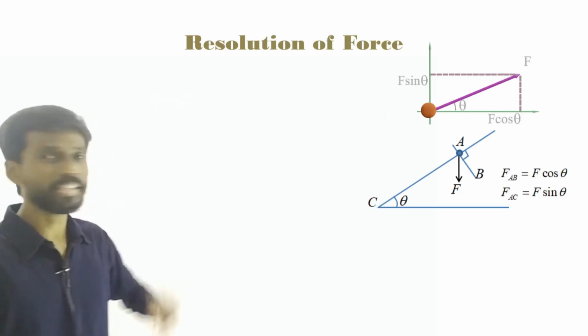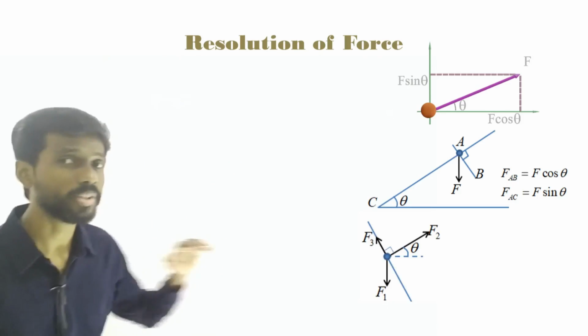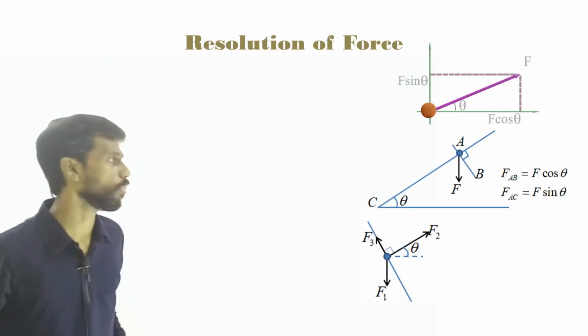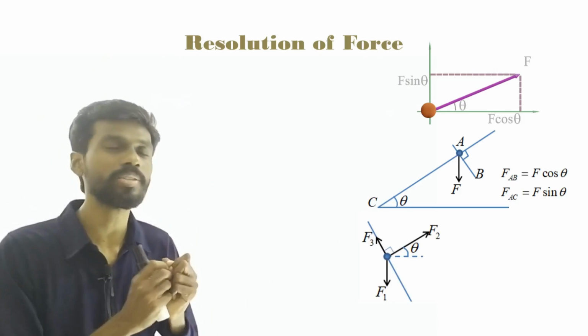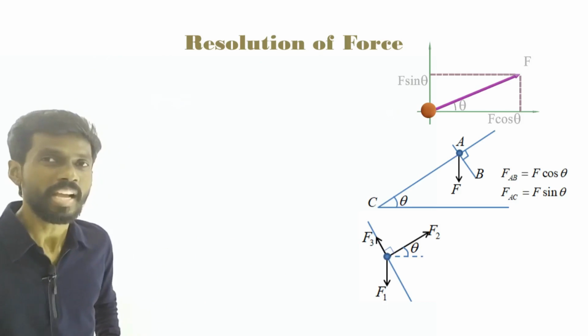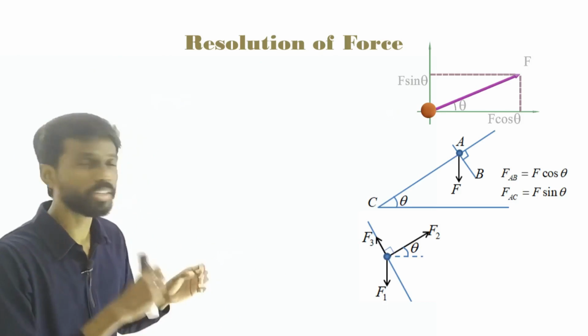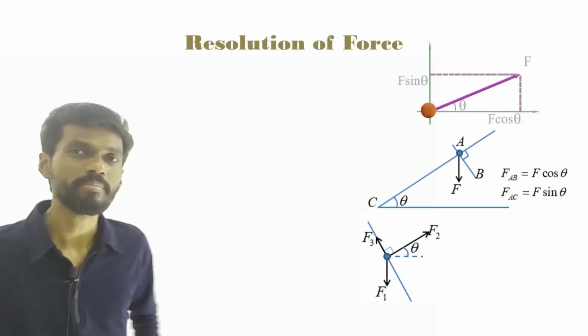And similarly, take this example. What is the total force acting on this object in the horizontal direction? There are three forces, not one force. You have to take the projection of all these forces in the horizontal direction. First of all, let us take F1. What is the projection? F1 makes angle 90 degrees with the horizontal. That means F1 cos 90, which is 0, right? Cos 90 is 0.